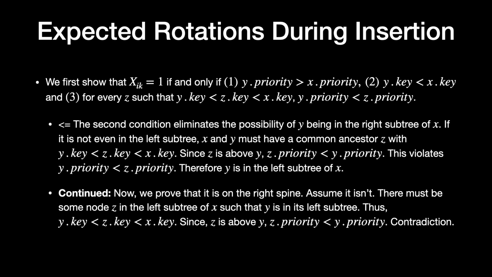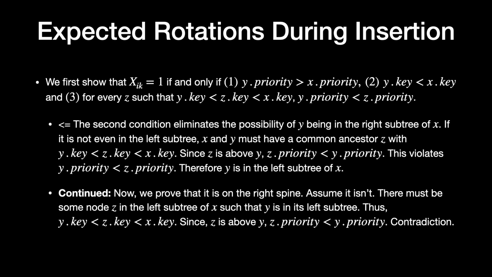We need to prove that y is on the right spine of this left subtree. We do this as follows. First, we assume that y is not in the right spine of the left subtree. This can only be possible if y is in the left subtree of any node that is in the left subtree of X. So on the path from the left child of X to Y, there has to be at least one left turn. Let's say that the node from which we took the first left turn is Z.